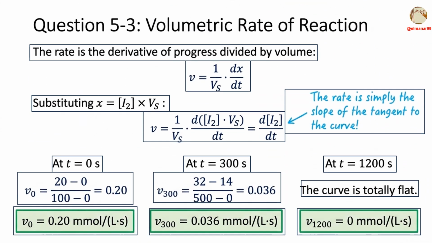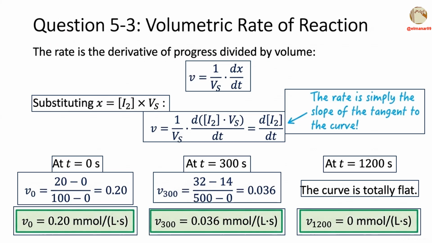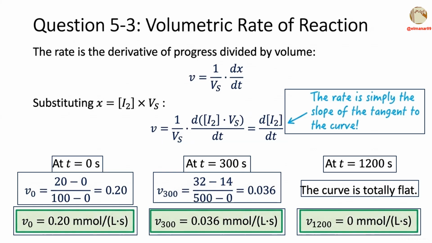In question 5.3, we explore the volumetric rate of the reaction. Think of this like the speed of a car, but for chemicals. Mathematically, the rate V is the derivative of progress over time divided by volume. Since Vs is constant, this simplifies beautifully to V equals dI2 over dt. Graphically, this derivative is just the slope of the tangent line to our curve at any specific time.